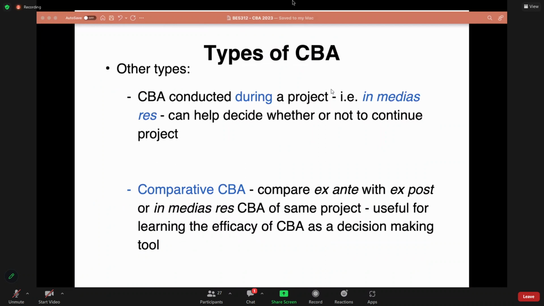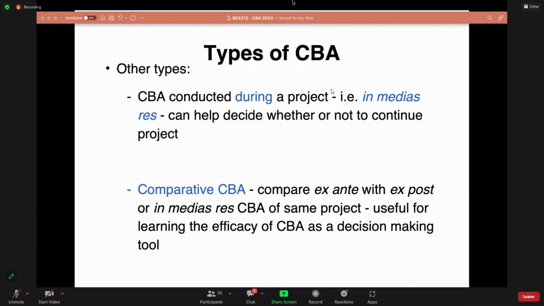And then sometimes you can do a CBA during a project also, while the project is in progress. That would basically help you to decide whether to keep going with the project or just to discontinue it.